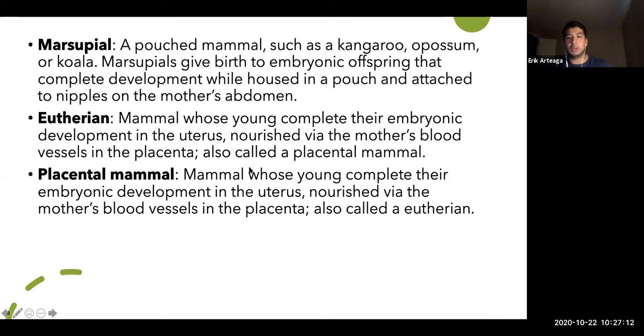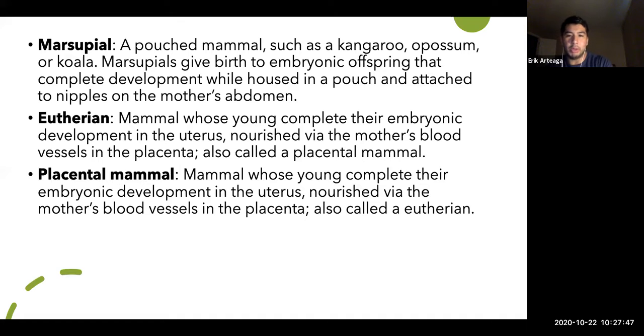This is a pouch mammal such as a kangaroo, opossum, or koala. Marsupials give birth to embryonic offspring that complete development while housed in a pouch and attached to nipples in the mother's abdomen. Right. So you do see marsupials, and you see their young, and they almost look like little beans. They're very, very small, and the marsupials can house these organisms in their own pouches for a little while until they develop. Okay, and in those pouches, they do have mammary glands. They do have nipples or breast-like tissue that's going to provide them milk.